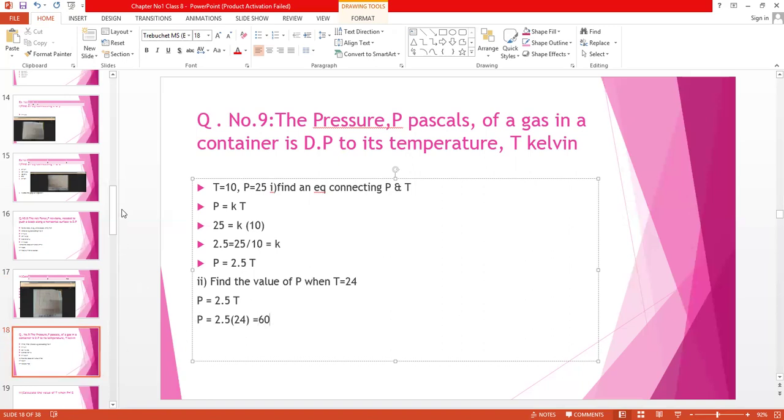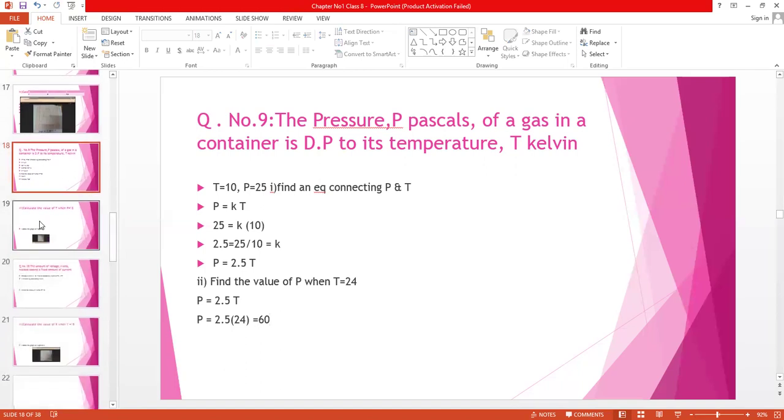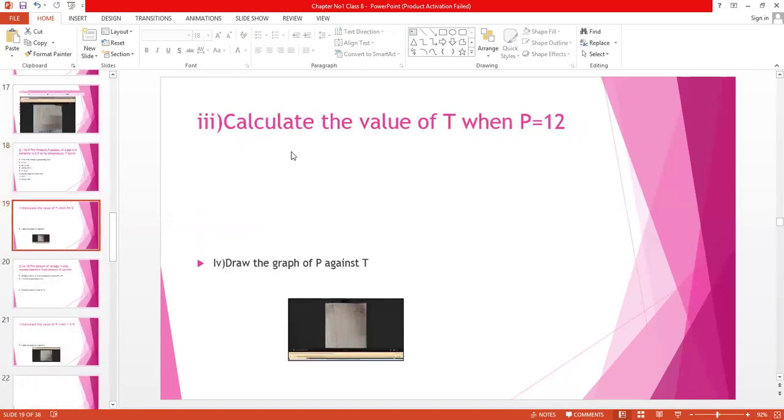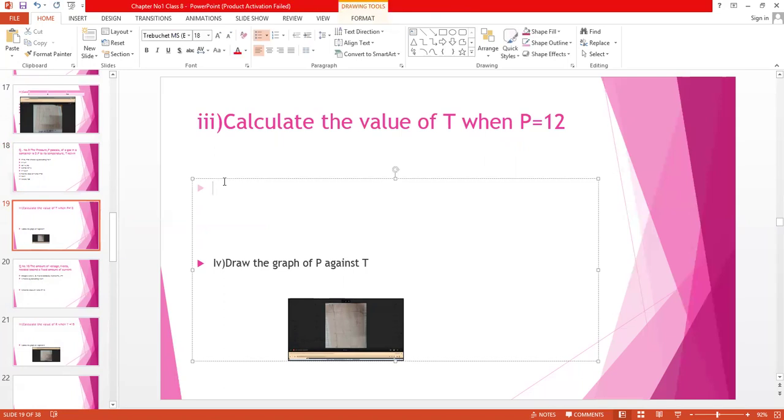Now we come to the next part, that is part 3. Calculate the value of T when P is equal to 12. Again, firstly, we have to write the connecting equation. And here, we have to calculate the value of T. The value of P is given, that is 12. So initially, I write 12, and then I divide it by 2.5, and that's equal to T. So 12 divided by 2.5, my answer is 4.8. 4.8 is equal to T. Clear?